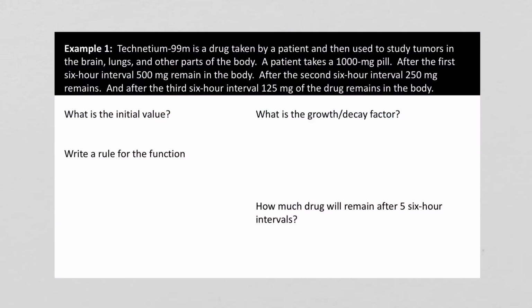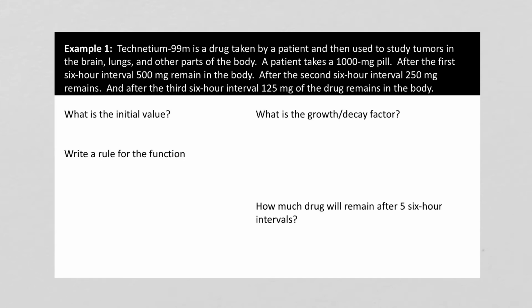Technetium-99m is a drug taken by a patient and then used to study tumors in the brain, lungs, and other parts of the body. A patient takes a 1,000 milligram pill. After the first 6-hour interval, 500 milligrams remain in the body. After the second 6-hour interval, 250 milligrams remain. And after the third 6-hour interval, 125 milligrams of the drug remain.